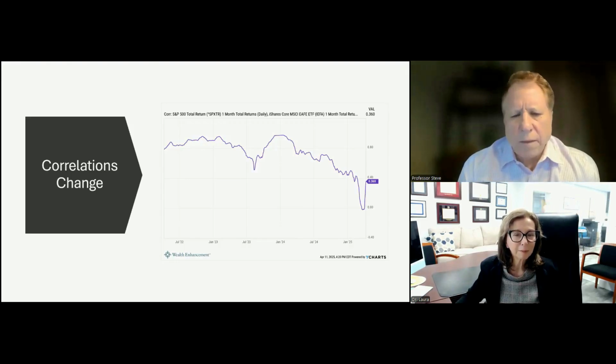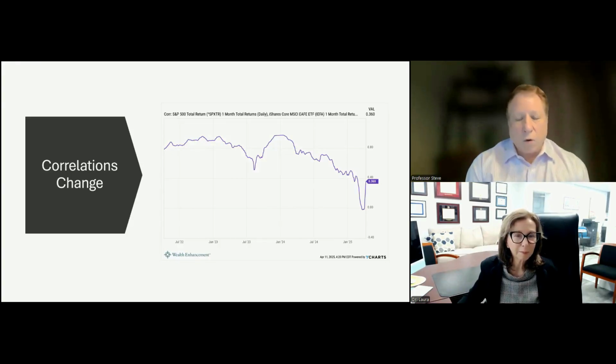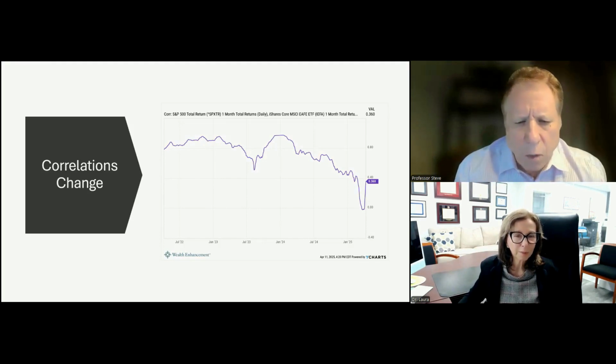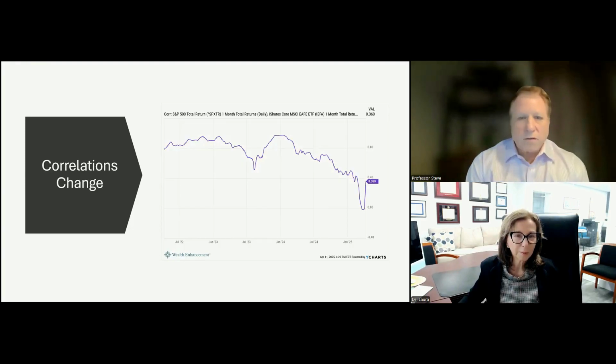And you can see it really dropped. They were highly correlated. In fact, we only go back about 3 years here, but even before that, they were highly correlated for years. And you might say, why would I even have an international? Well, beginning about a year ago, the correlations changed and they became much less correlated. And we've seen that this year because international has dramatically outperformed domestic. Right.